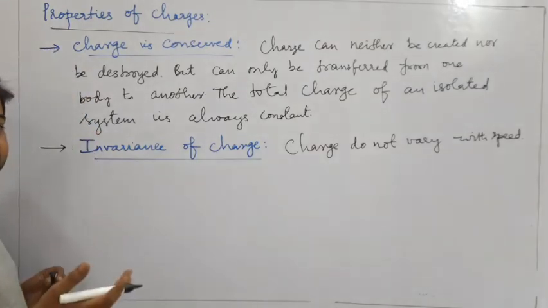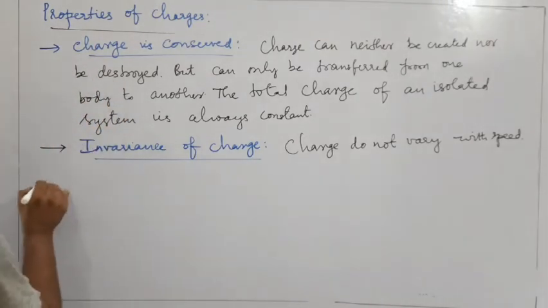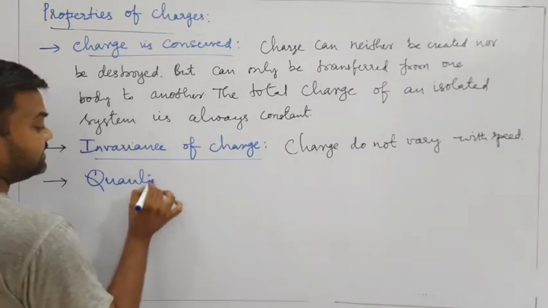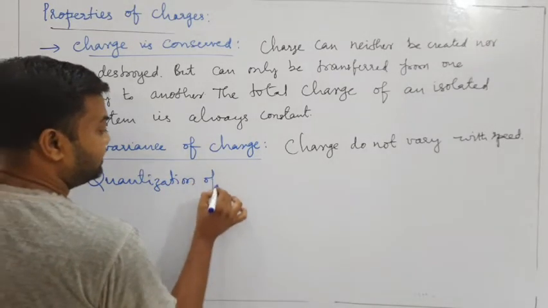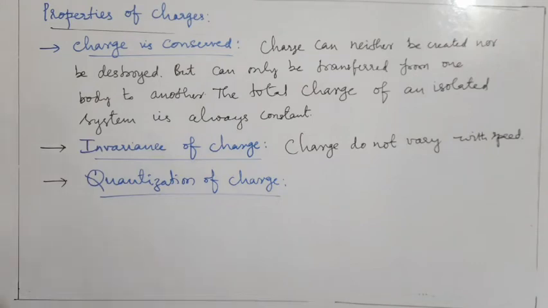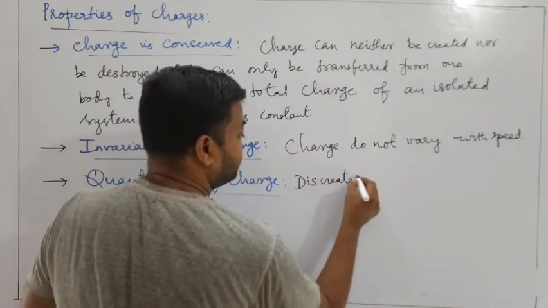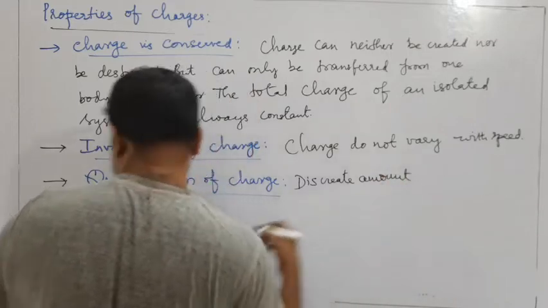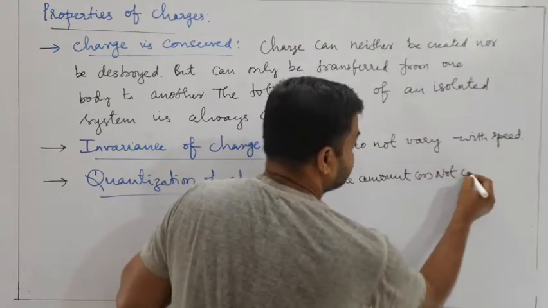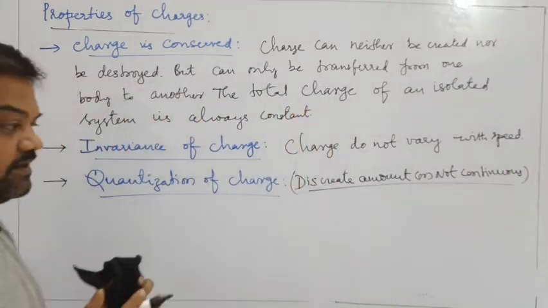But mass can vary with its speed, when the speed is nearly equal to the speed of light. That is one more property here. Another one is quantization of charge. Charge can be quantized. What is the meaning of quantization? Quantization means discrete amount. Discrete amounts are not continuous. That means it will not be continuous, it is a discrete, fixed amount.